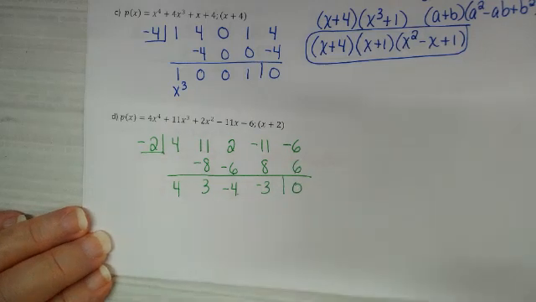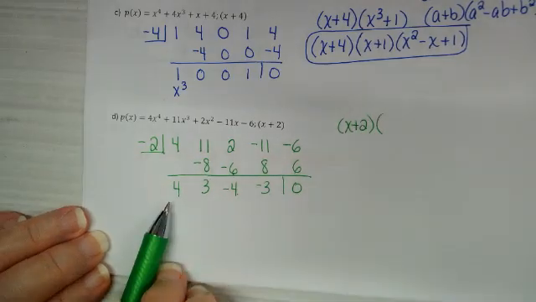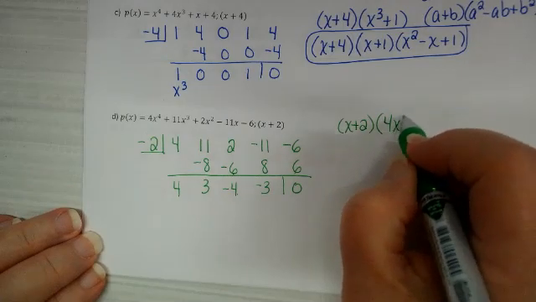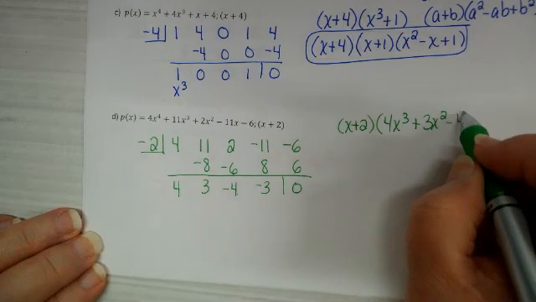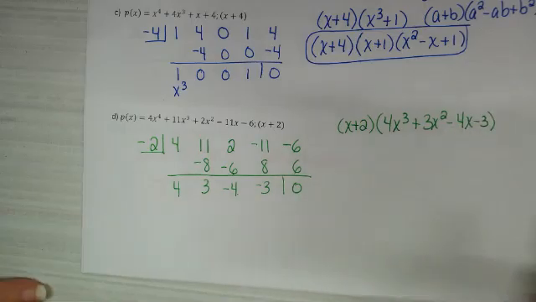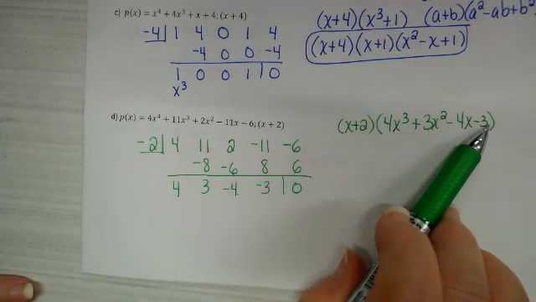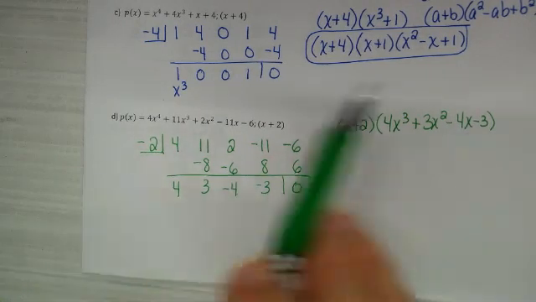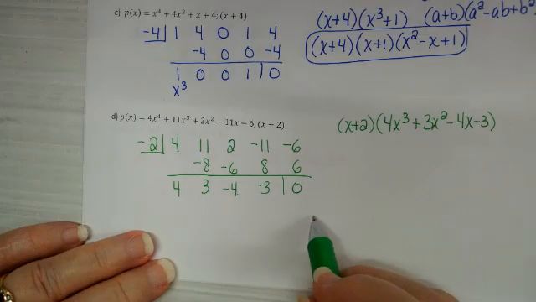Ooh, looky there. So x plus 2 is a factor, and this starts with x to the third, one lower than what we divided by. 4x to the third plus 3x squared minus 4x minus 3. Wow, that's a lot. So we've got to figure out if we can factor this 4-term polynomial. Well, the way we did that earlier was we put these in the box to see if I could factor it with grouping. So let's try.